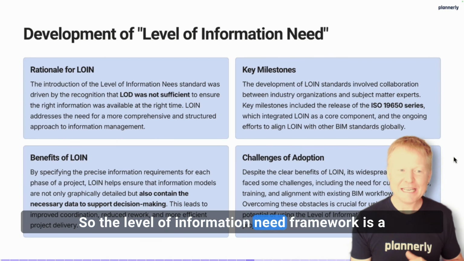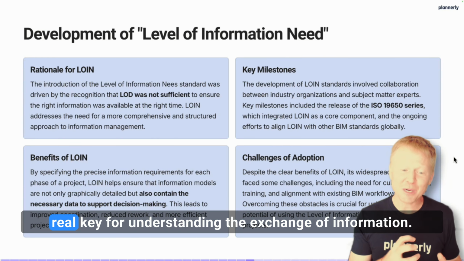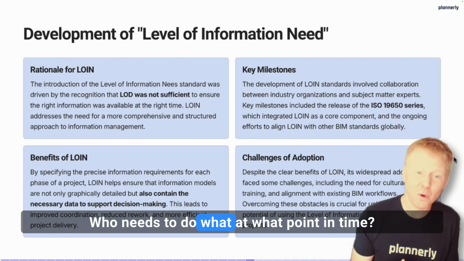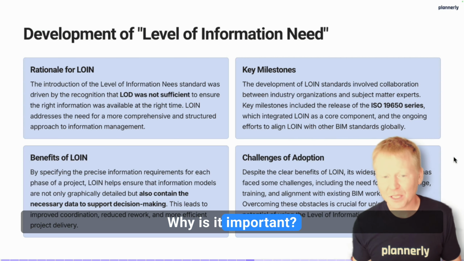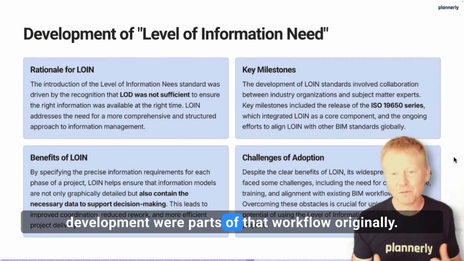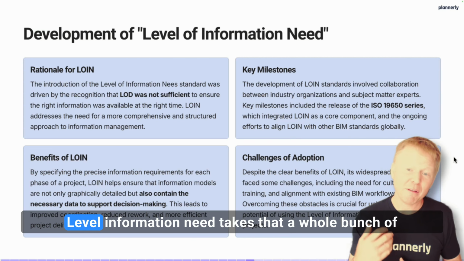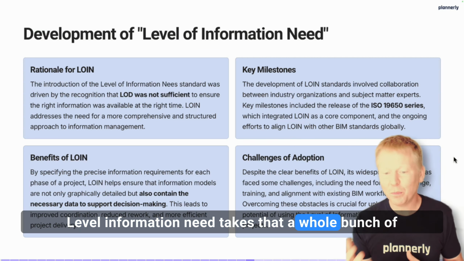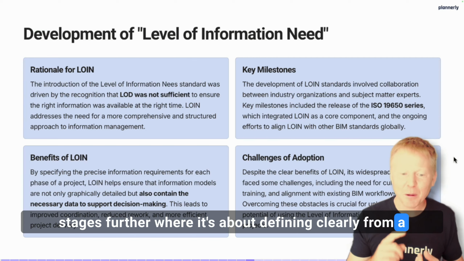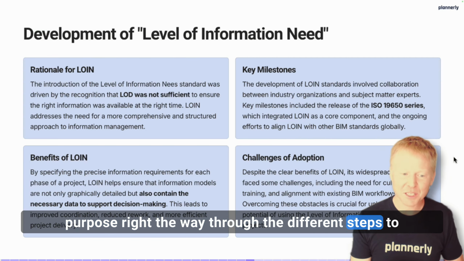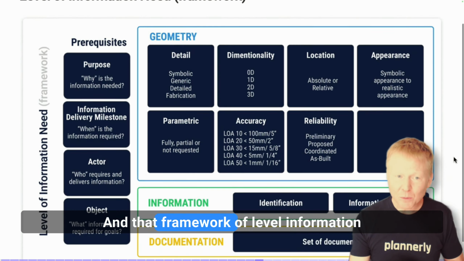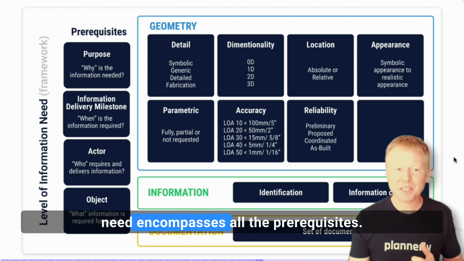So the level of information need framework is a real key for understanding the exchange of information. Who needs to do what at what point in time? Why is it important? Level of detail, level of definition, level of development were parts of that workflow originally. Level of information need takes that a whole bunch of stages further, where it's about defining clearly from a purpose right the way through the different steps to support better decision making between everyone. And that framework of level of information need encompasses all the prerequisites.